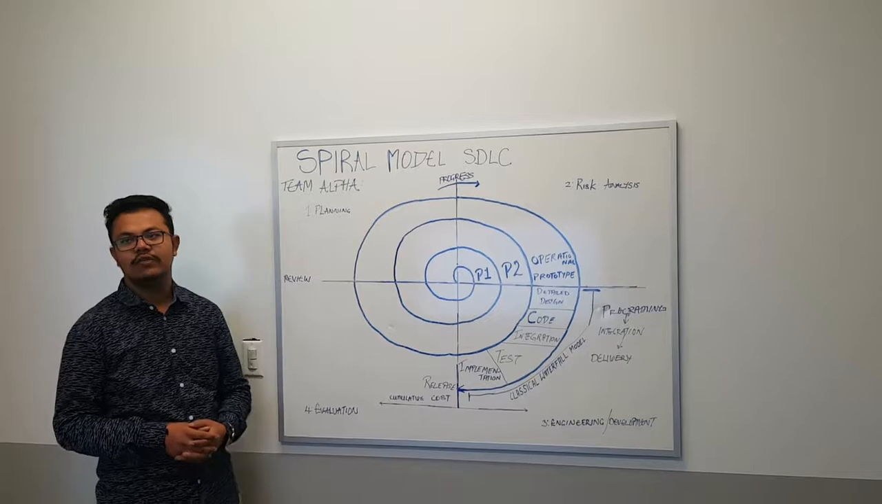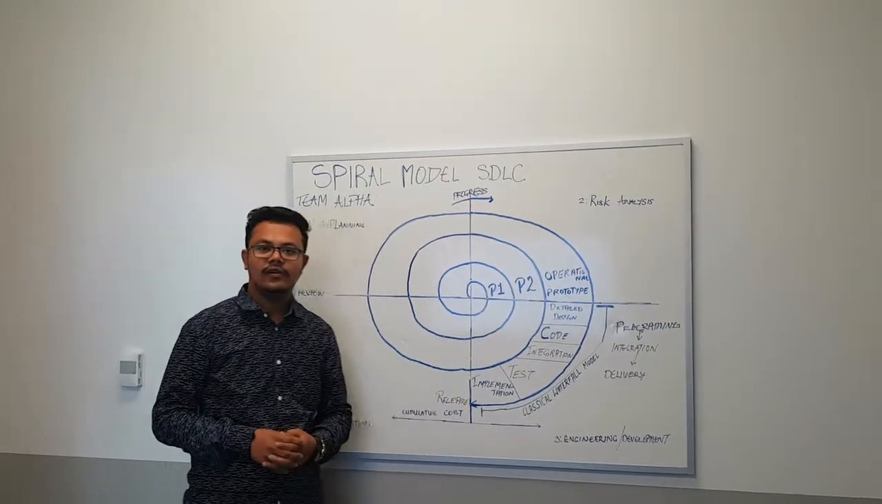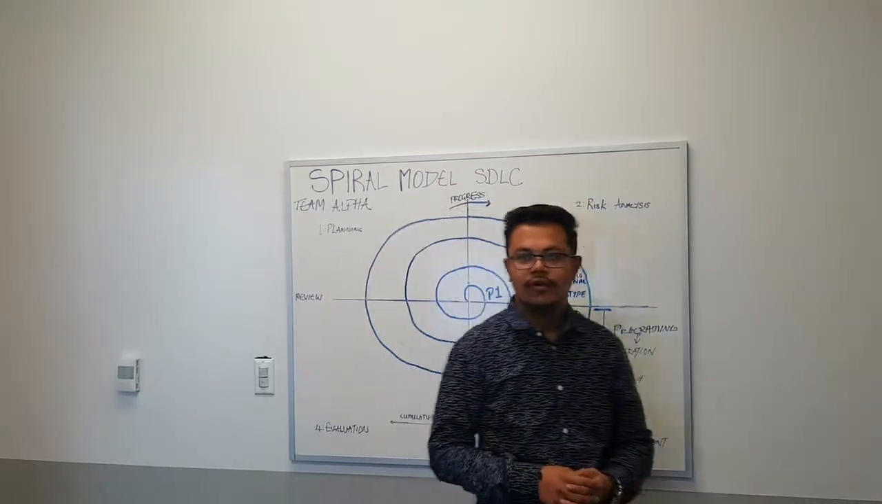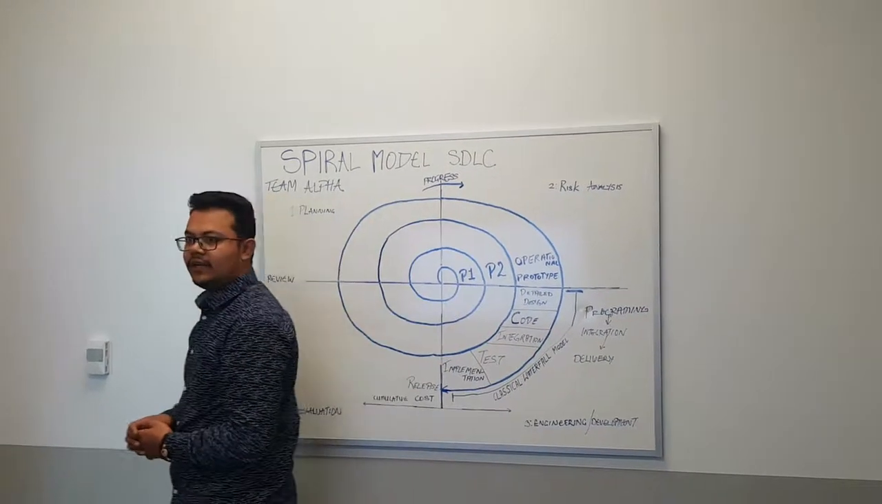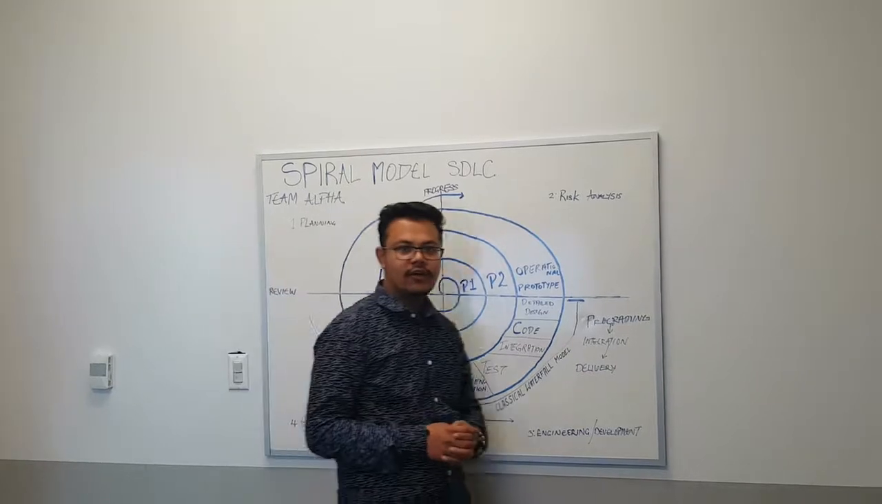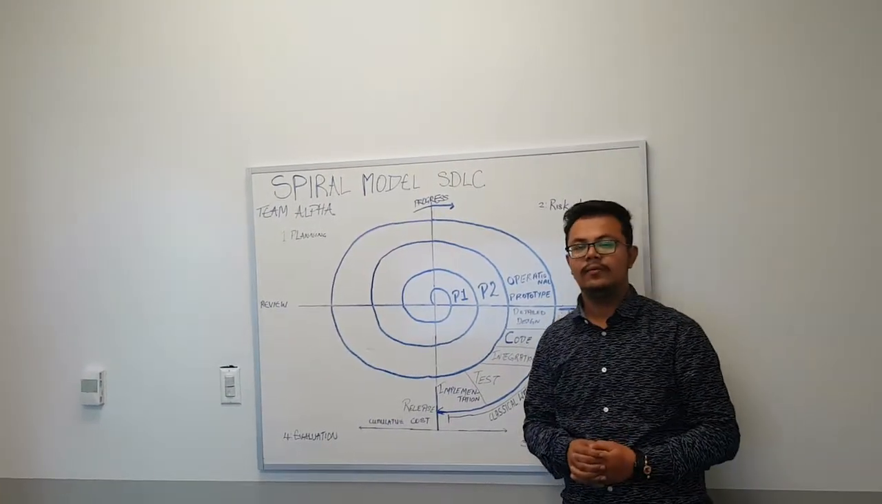So guys, I will be talking about ideal uses. What are the ideal uses of this spiral model? It is used when we are going to evaluate what the risk is and what the cost is. So it is used for medium to high risk projects, and it is also good for large and mission-oriented projects.